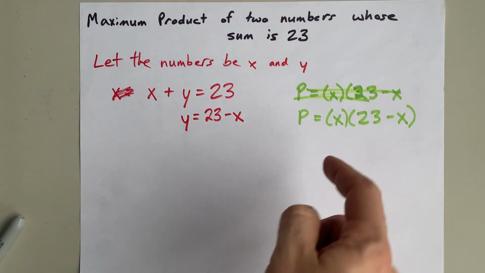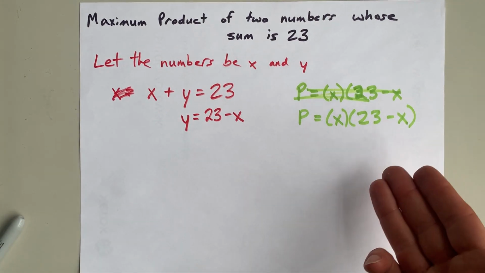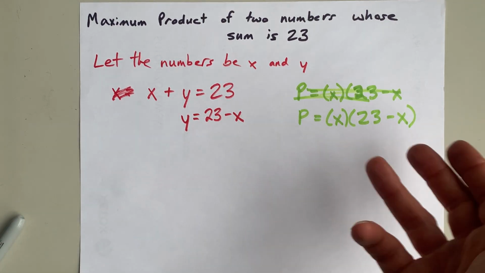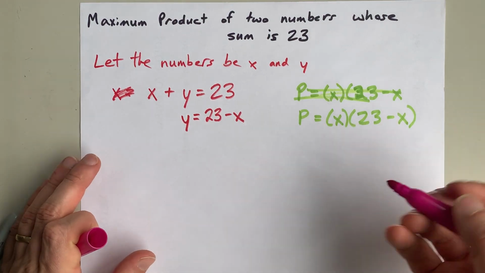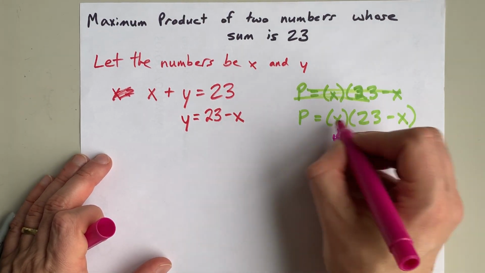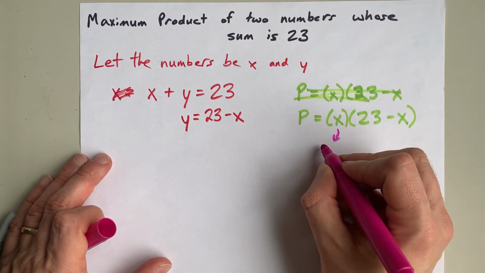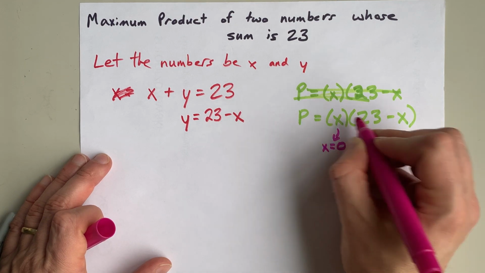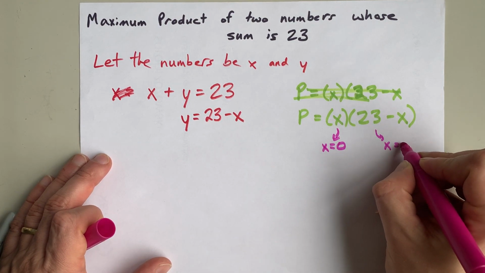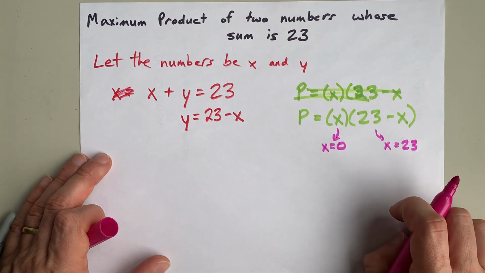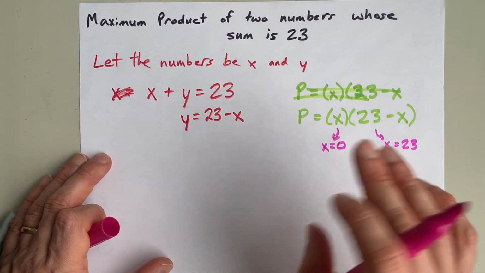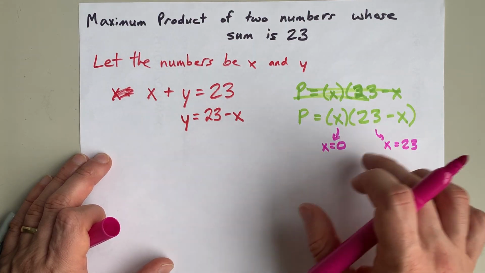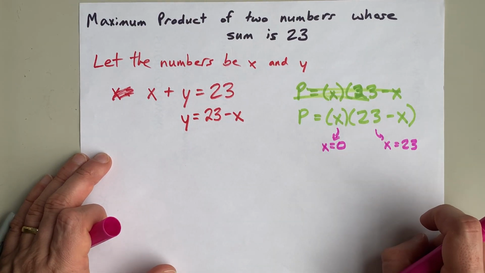Well, one option is to multiply it out, put it in standard form, then find the vertex by, I don't know, completing the square or something. But this is already kind of in factored form. So I'm going to take a look at the x-intercepts. That's x equals 0 from this factor, and x equals 23 from this factor. Now that means the product of the two numbers is 0 if x is either 0 or 23.